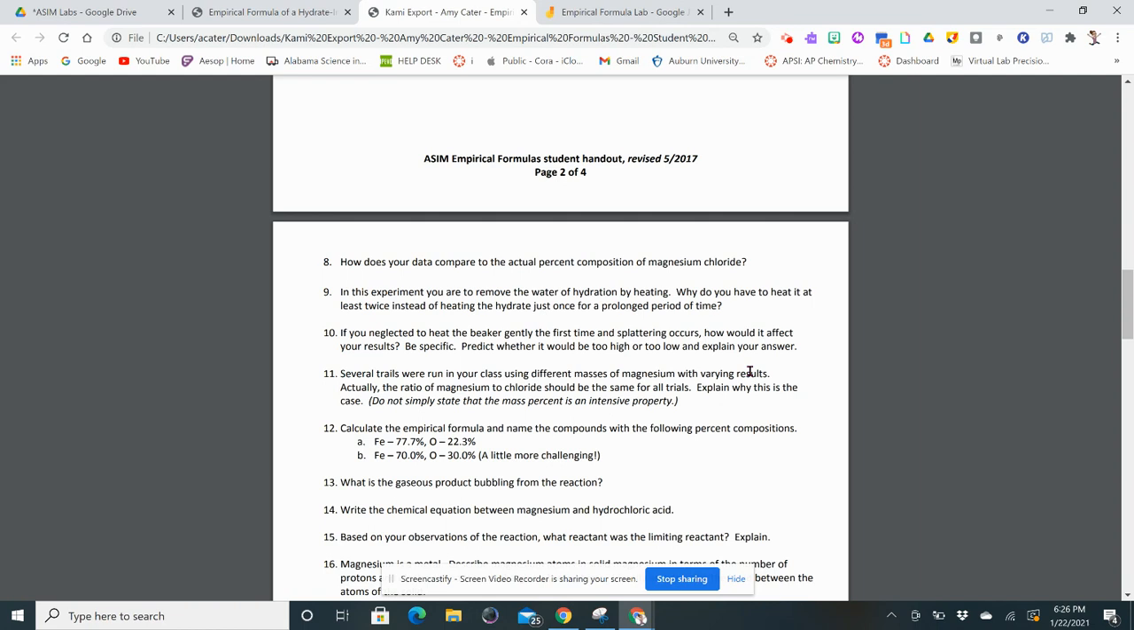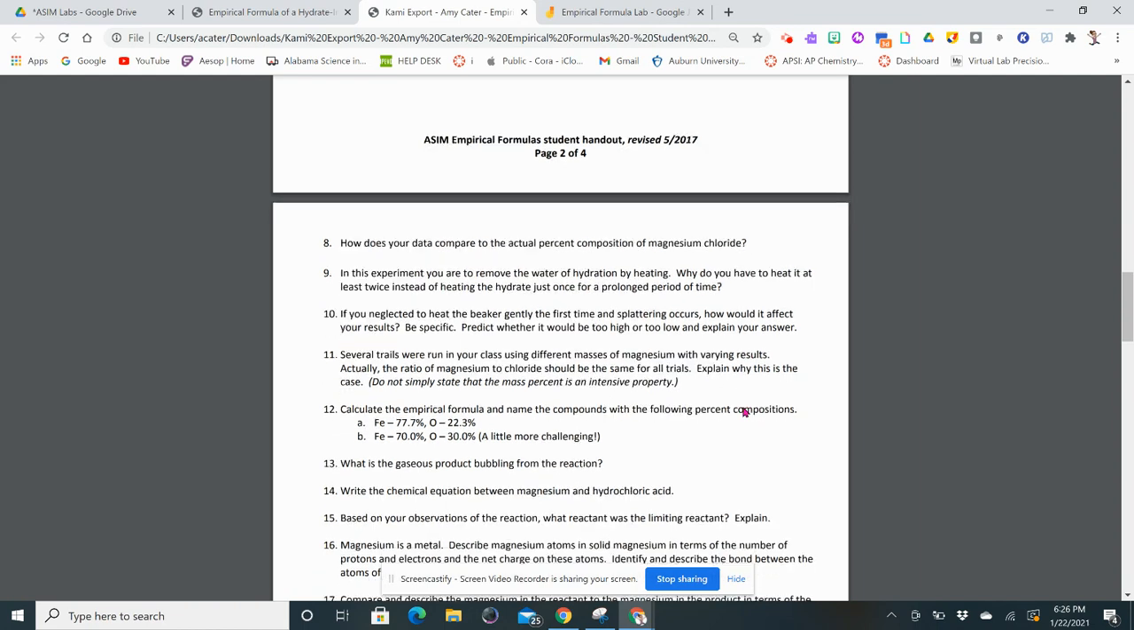Several trials were run in your class using different masses of magnesium with varying results. Actually, the ratio of magnesium to chloride should be the same for all the trials. Explain why this is the case. Do not simply state the mass percent is an intensive property. So you need to explain why everybody should be getting about the same ratio of magnesium to chlorine.